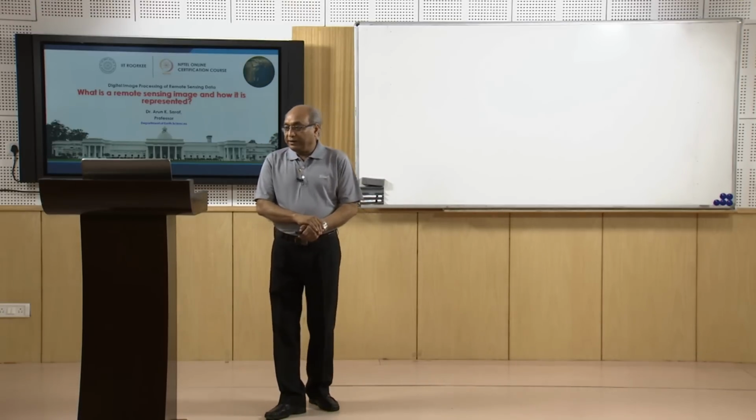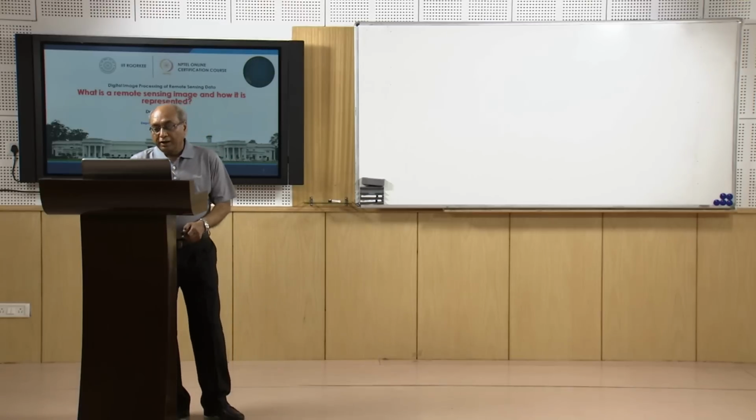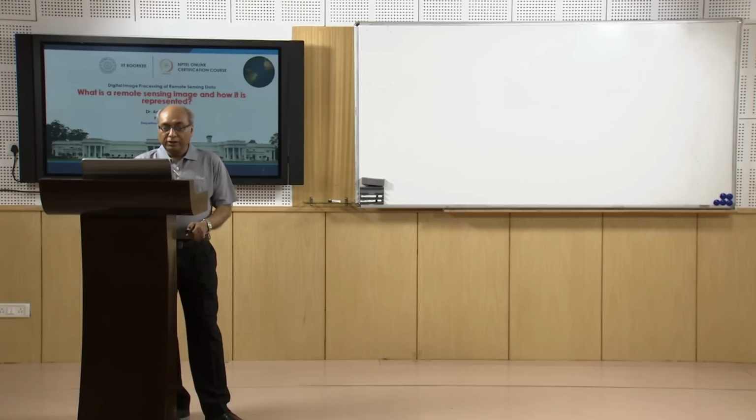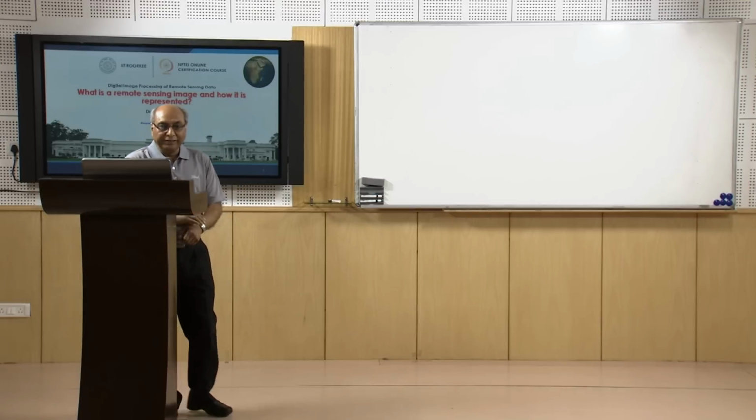As you know, a picture tells 1,000 words and a satellite image can tell 10,000 words, because not only are you seeing the satellite image, but the interpretations and inferences which you make out of the satellite image are much more important and more useful. So that is why it is said that a picture tells 1,000 words or a map tells 1,000 words, but a satellite image tells 10,000 words, because one can perform interpretations as well as take out some inferences. So what exactly is an image?